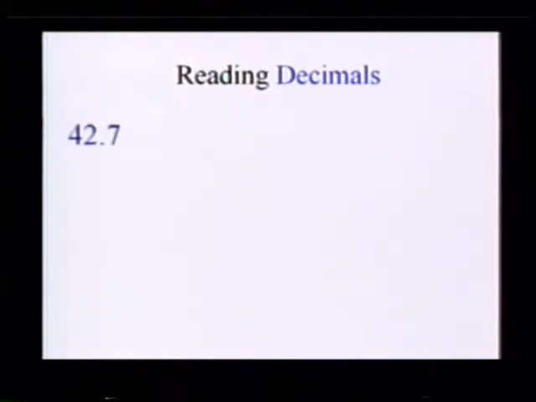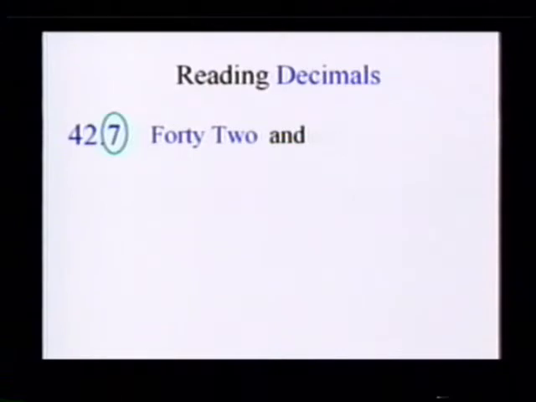Okay, for instance, this one. 42 and 7/10. I'm going to write it. 42. Replace the decimal with "and." Write out the 7. Now, what is that? 7 what's? Well, you need to know your digits. That's tenths. So we say 7 tenths. So this is 42 and 7/10, not 42.7 for crying out loud.